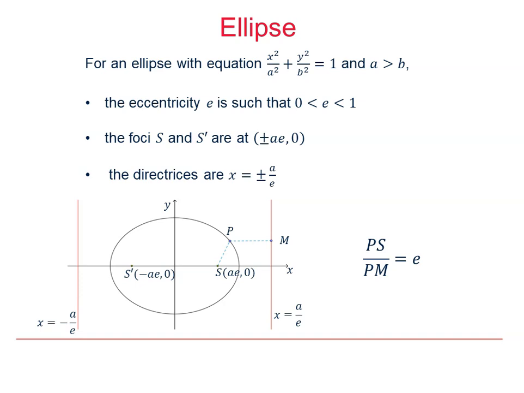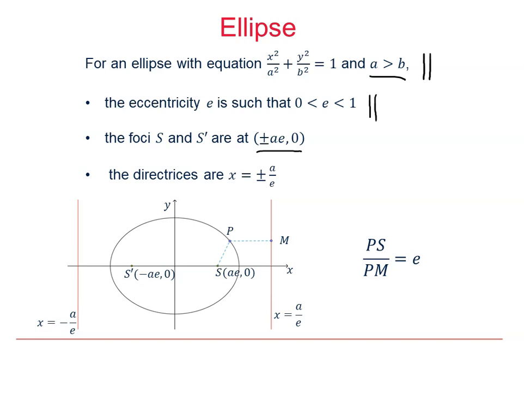Here's the essential information about a standard ellipse. We have its Cartesian equation, which we've met before, the idea that the eccentricity is between 0 and 1, and now we have information about the foci and the directrices. The foci are at plus or minus ae, 0, so they're lying along the x-axis if a is greater than b, and the directrices are x equals plus or minus a over e.